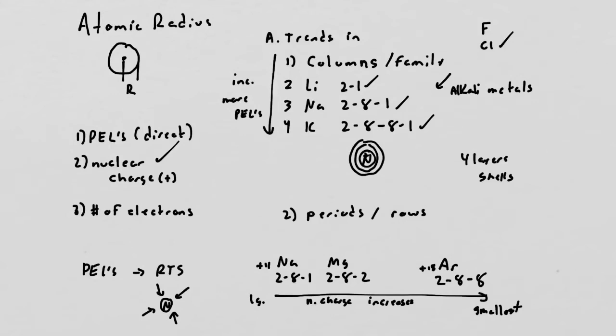So just to reiterate really quickly, as you go down in a column, radius gets larger because of more energy levels. As you go across in a row, the radius gets smaller because you're adding more protons to that nucleus while the number of energy levels remains the same. Notice I haven't even mentioned number 3 yet, have I? That's only going to come up in one particular place.